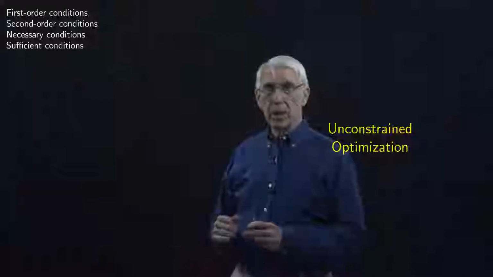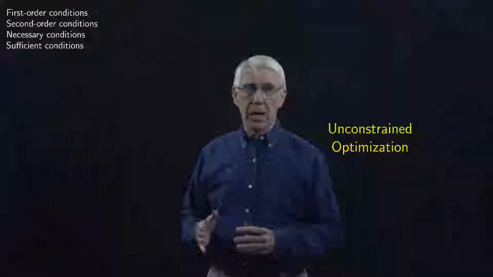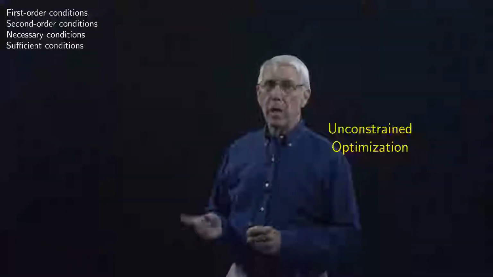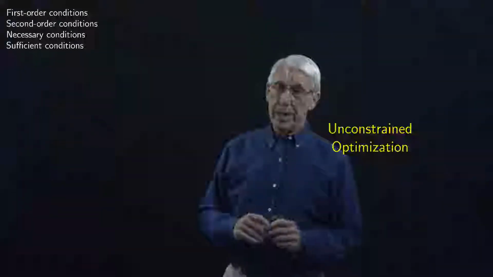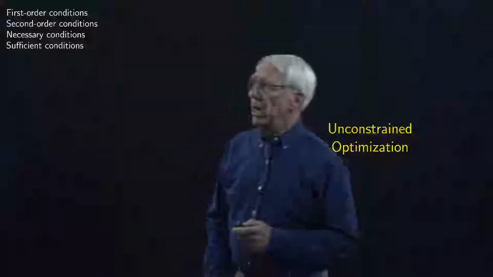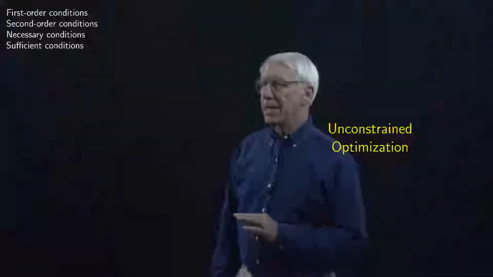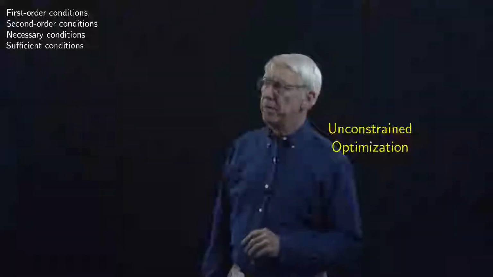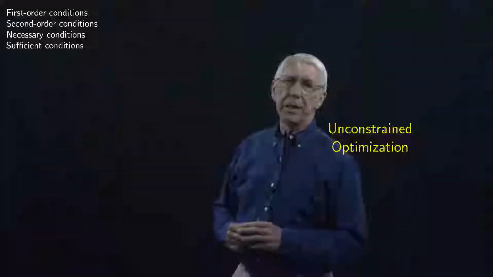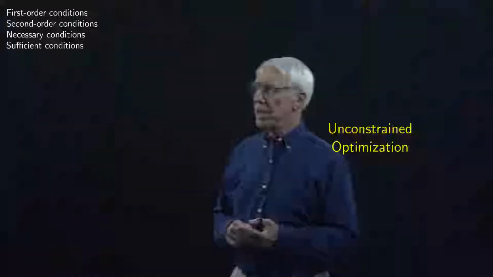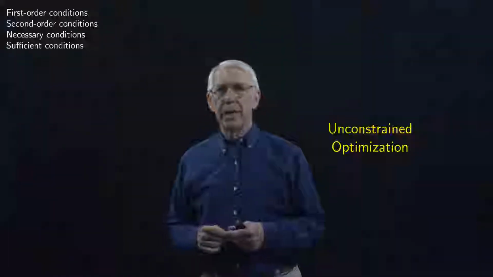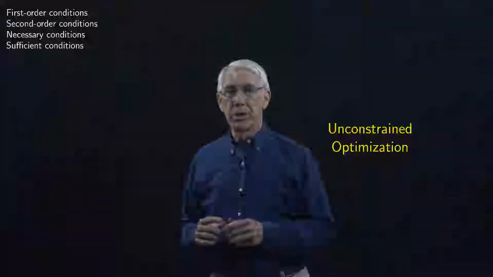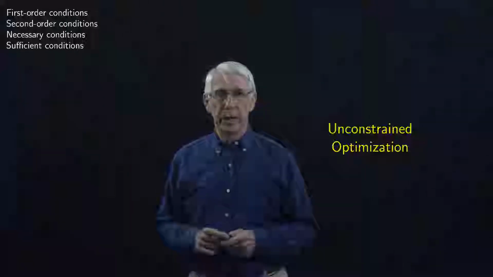Both today when we talk about unconstrained optimization, and also when we move on to constrained optimization, we're going to be talking about first order conditions and second order conditions, having to do with first derivatives and second derivatives. And we'll be talking about necessary conditions and sufficient conditions. That is, conditions that are necessary if we have a maximum or a minimum, and conditions that are sufficient to guarantee we have a maximum or a minimum.